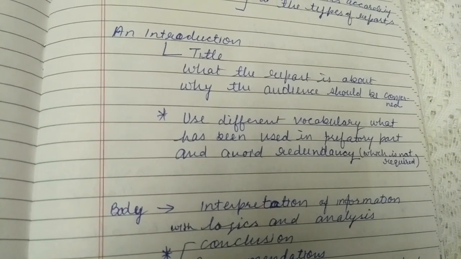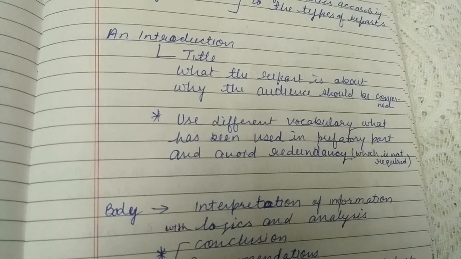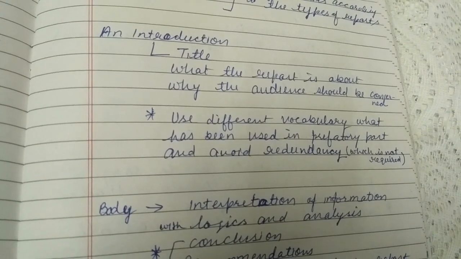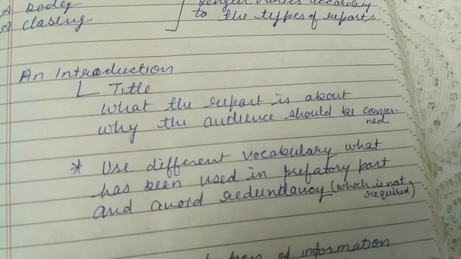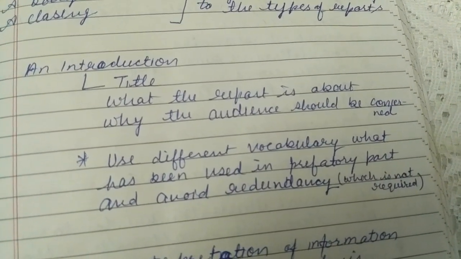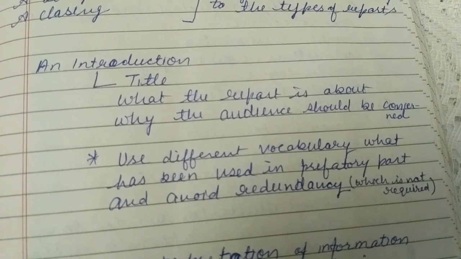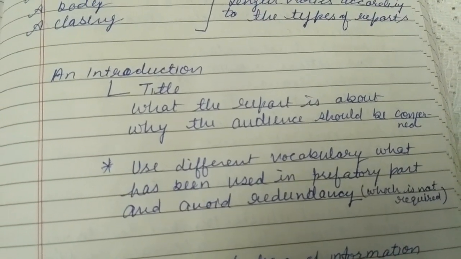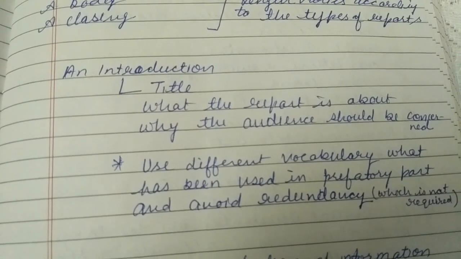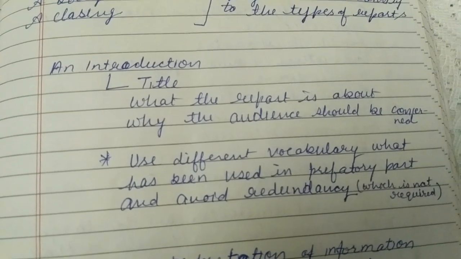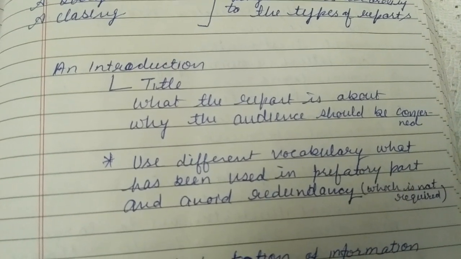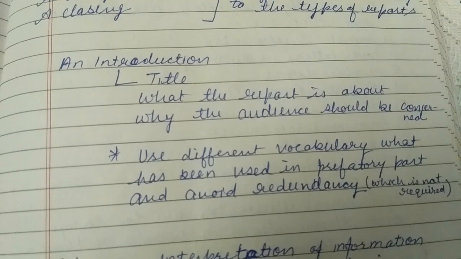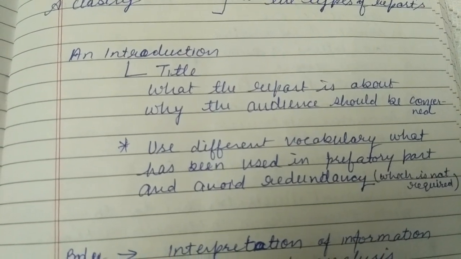Use different vocabulary from what has been used in the prefatory part and avoid redundancy. Avoid whatever is not required. So you are to skip the part which is not required so that it will not create redundancy. You are to write in different vocabulary which you have not used earlier while giving the information about the title.